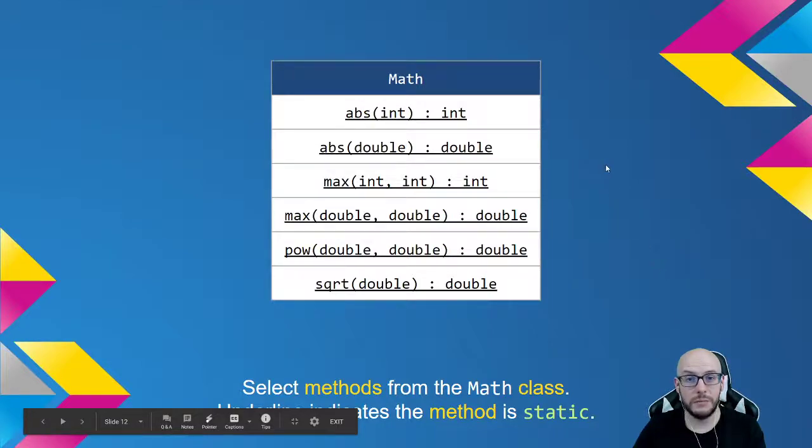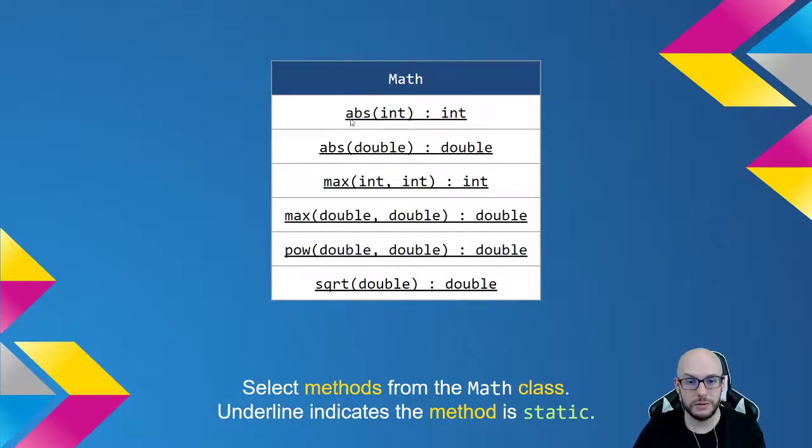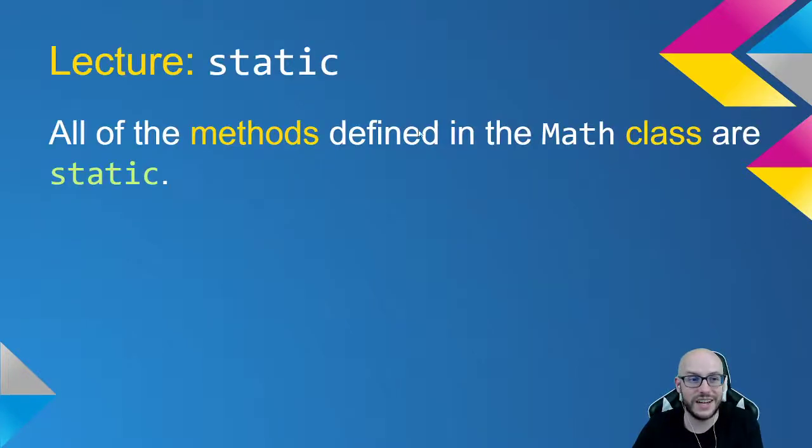Note in our method signatures here, these are select methods coming out of the Math class. We see the names, the explicit parameters, the return types. There's a note down here: underline indicates that the method is static. In fact, all of the methods out of the Math class are static. That's what makes it a utility class. All the methods defined in the Math class are static.